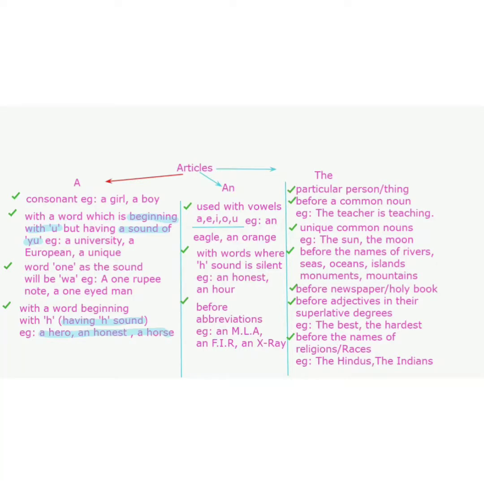Next, "a" will be used with the sound of W. Like when we say the word one, we don't hear the sound of O. Instead, we hear the sound of W, and W being a consonant, we will use "a" there instead of "an".